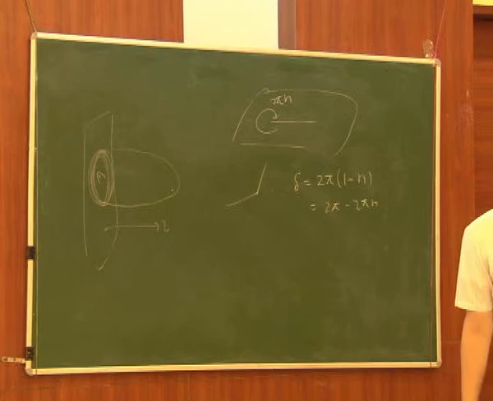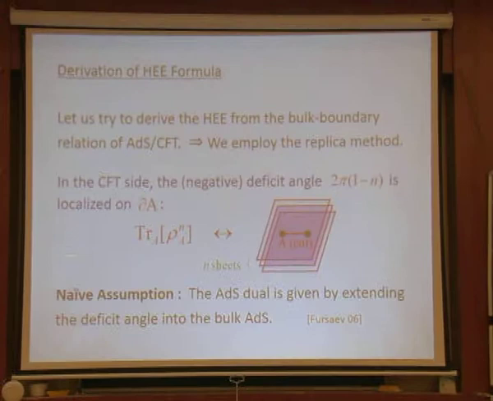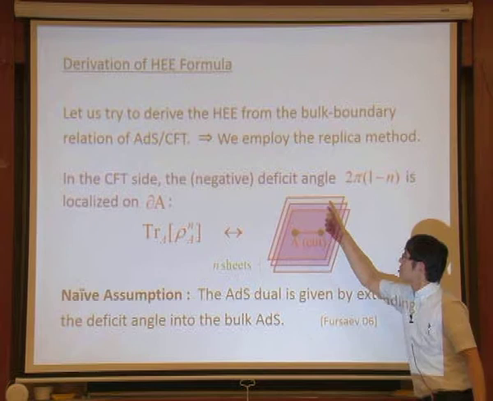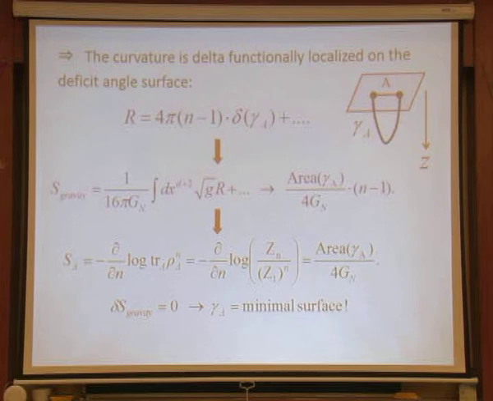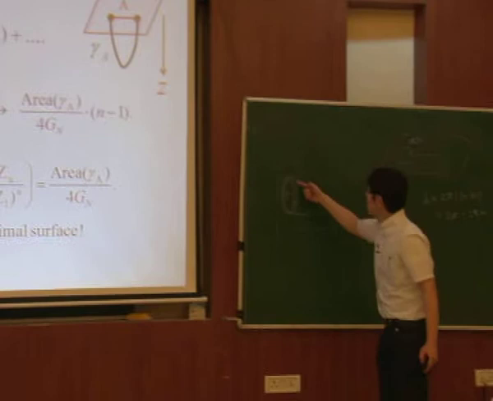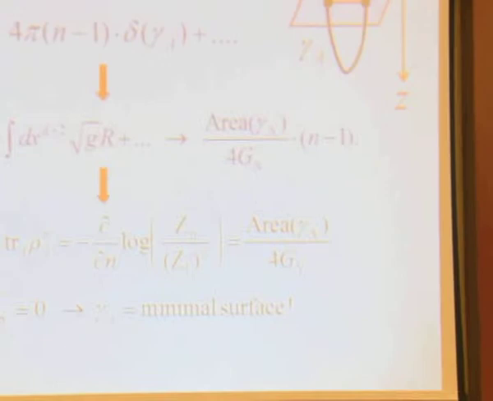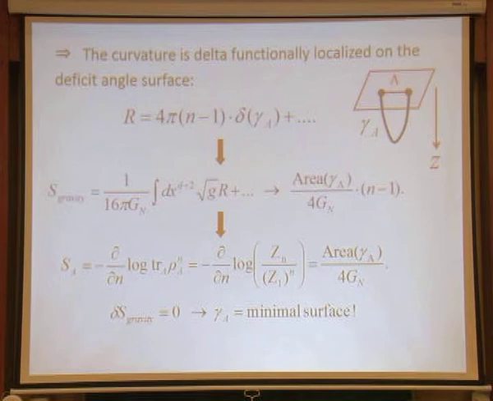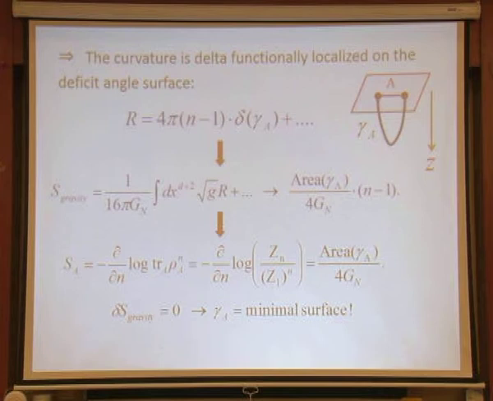So let's take a very naive assumption. This is not correct, but let's just start with it: that the AdS dual of this boundary geometry is given naively by extending this singularity into the bulk. Let's first pretend this is true. Then we have a cosmic string, a singular surface with deficit angle extending into the bulk. At each point we have a delta-functionally divergent curvature like this, for this deficit angle. This is the Ricci scalar. We have the Einstein-Hilbert term and a cosmological constant term, but it is easy to see that the cosmological constant term doesn't contribute to this topological contribution. So we just replace R with this singular contribution.